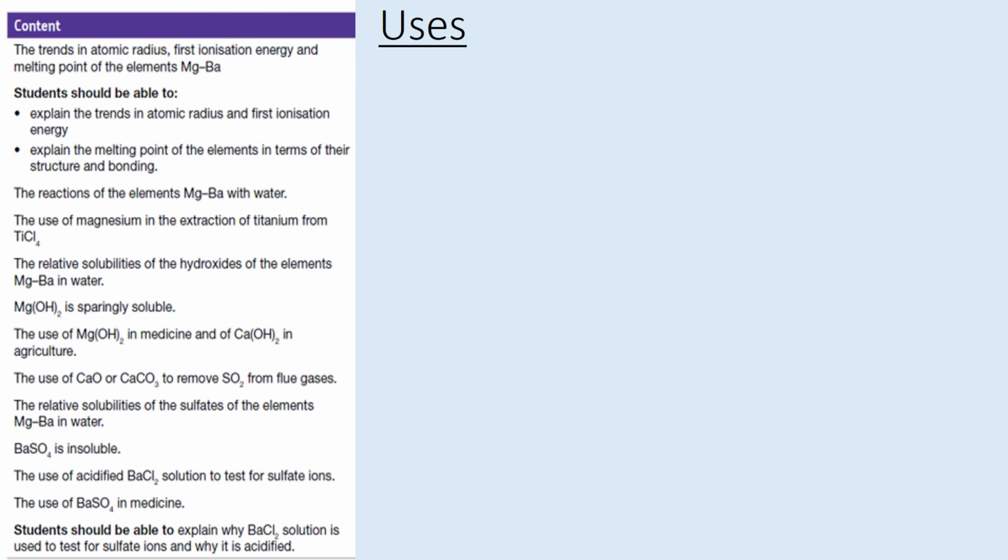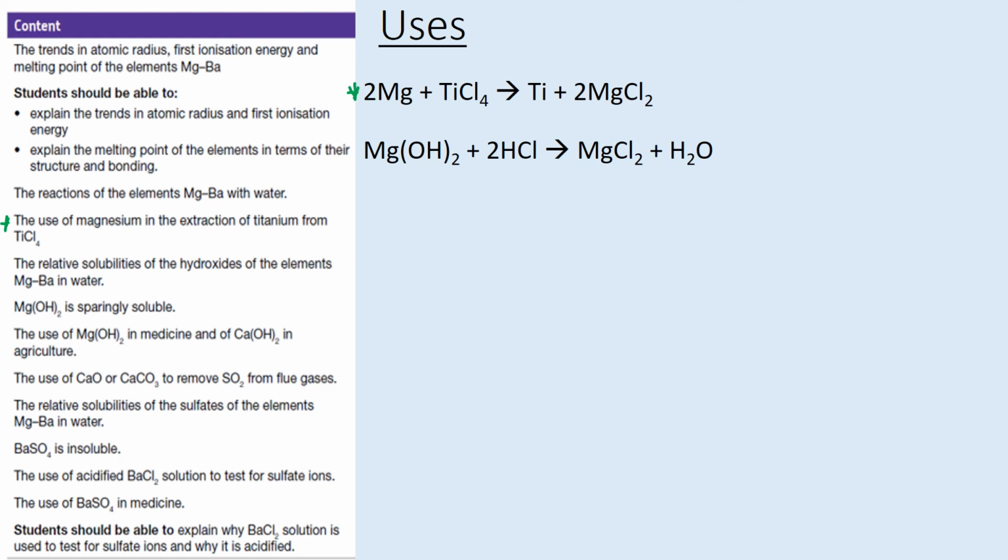The final section here for group 2 is to look at the uses of group 2. Now, we saw in an earlier slide the use of magnesium in the extraction of titanium. So there's your use of magnesium right there. Further down, we have the use of Mg(OH)2 in medicine. Now, this is also often called milk of magnesia.